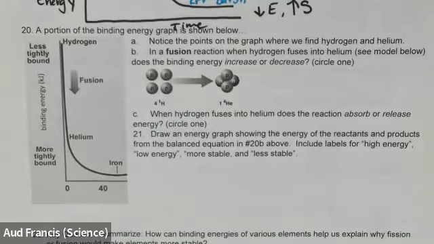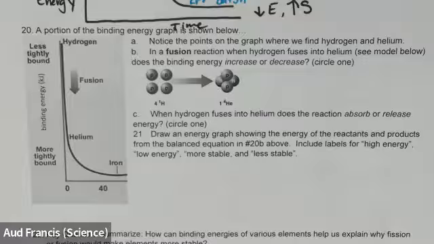I'd like you to look at number 20 with me now, please. A portion of the binding energy graph is shown. This one shows the fusion portion. Last time we looked at mostly the fission portion, this is fusion. The first question wants you to notice the points on the graph where we find hydrogen and helium. Notice them now. Feel free to ooh and ah as needed.